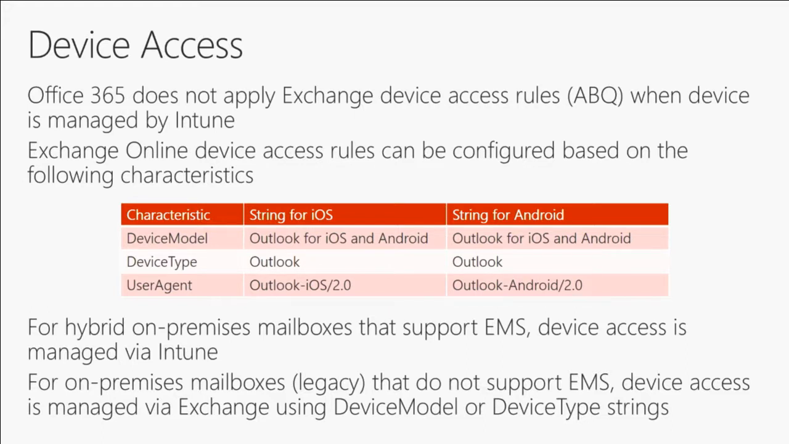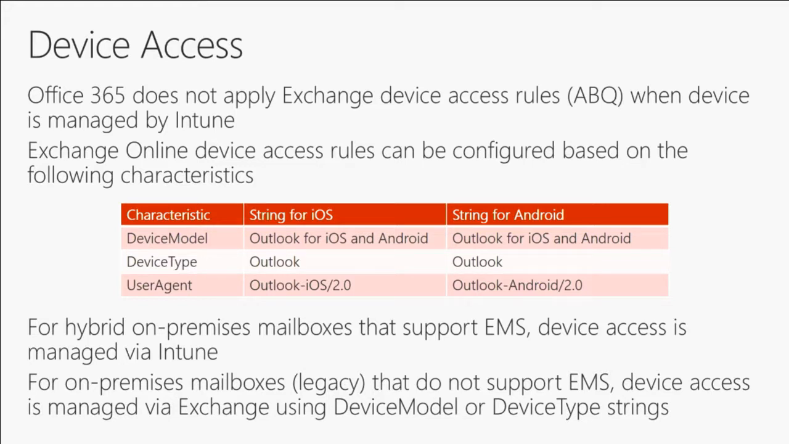If you're going down the route of our hybrid architecture for on-premises, you will use Intune to provide all that device management capability. And if you're on the legacy architecture route, because you're not in hybrid for on-premises, then you will use the device access rule within Exchange on-prem, specifically the device model or device type, because the user agent is the same for iOS and Android in the legacy architecture.